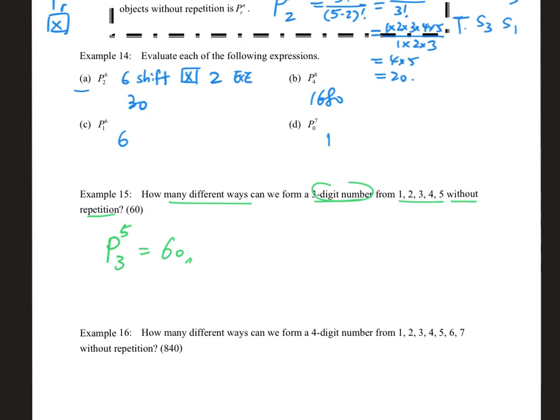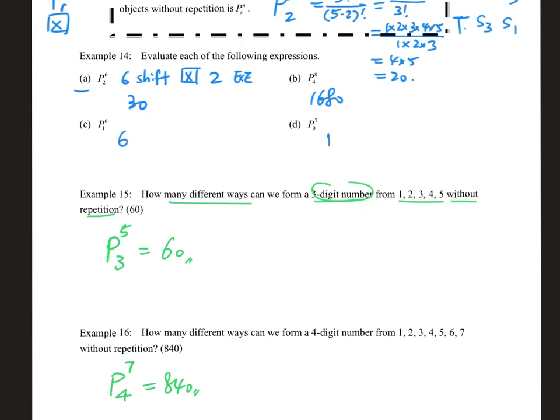That is easy, right? Similarly, in example 16, you are choosing from 7 numbers to make a 4-digit number. By calculator it is 840. So this is the use of permutation, where you're talking about a question with order.